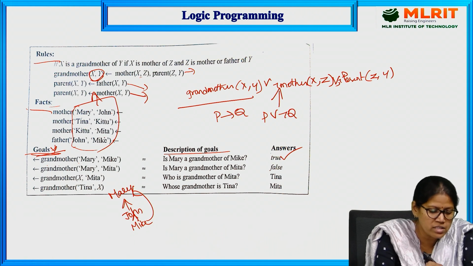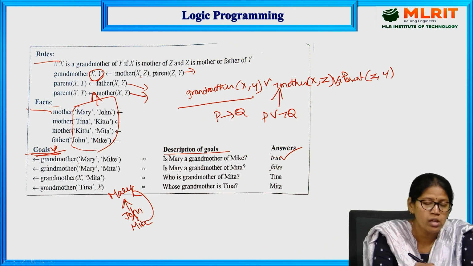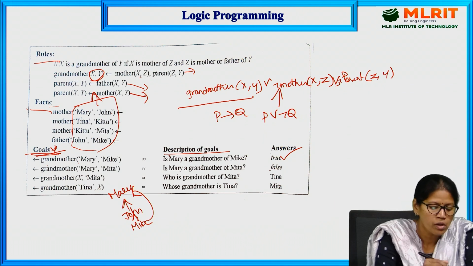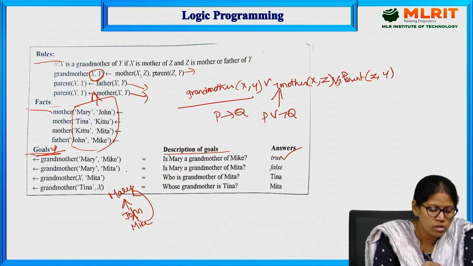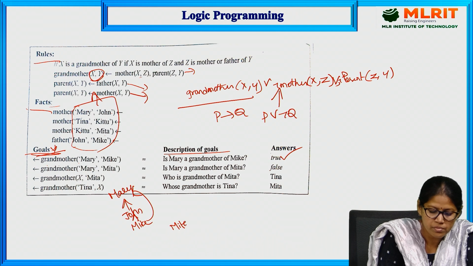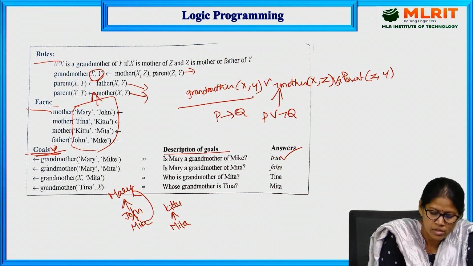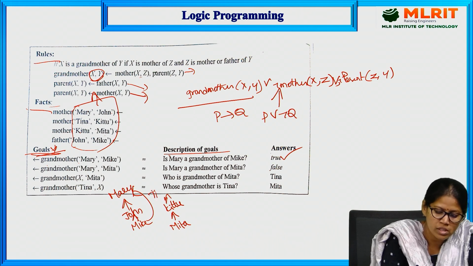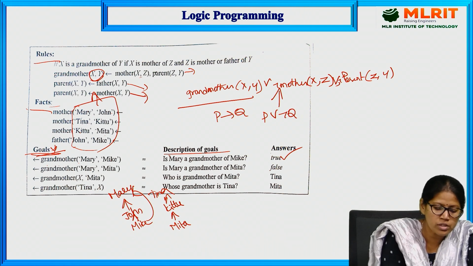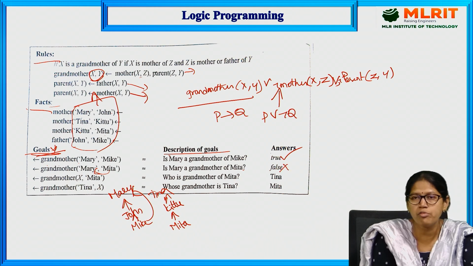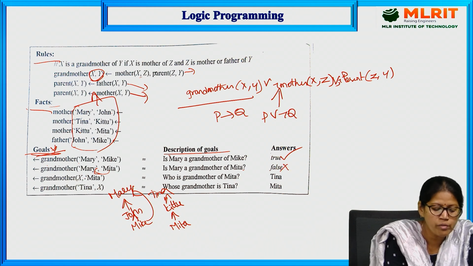Let's check with the facts. It will backtrack one by one. Later it will decide whether it is true or false, or it will give some output. So first, Mike and John, no. Then it will go to Kittu and Mita. Yes, Mita. Kittu is the mother of Mita. Next, Tina is the mother of Kittu. There is no relation between Mita and Mary. So, is Mary a grandmother of Mita? No, false.